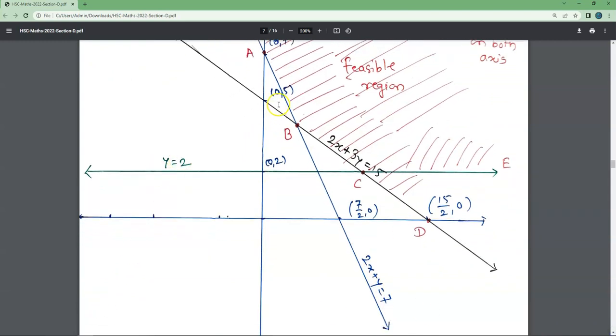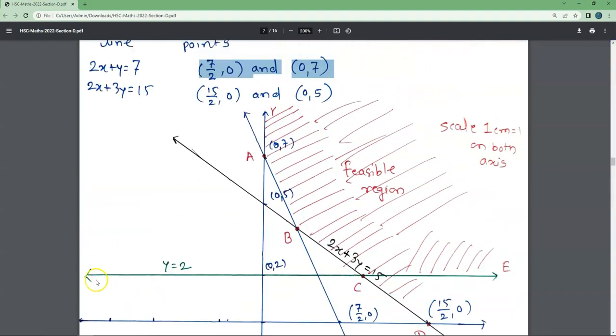Okay. And then second is what? 0, 5 and what? 15 by 2, 0. हे दोघंच्या दोघं पॉइंट जॉईन केले. So this is going to be what? Another line. 2x plus 3y is equal to 15. Then what is the third line? Third line says y is equal to 2, right? So this is y is equal to 2. That is the third line.